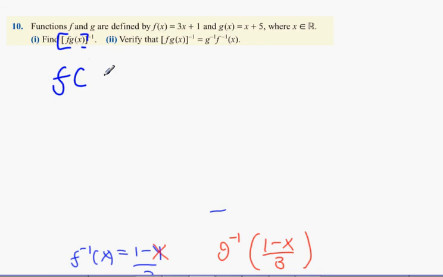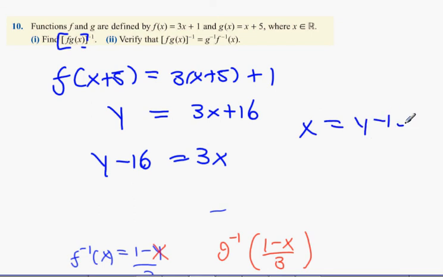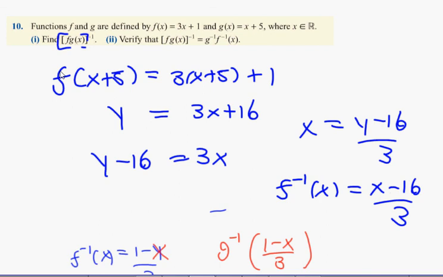So it's going to be f of x plus 5 equals 3 times (x plus 5) plus 1. That is 3x plus 16 equals y. Then I've got to find out what x is. So it's going to be y minus 16 equals 3x. X equals (y minus 16) over 3. F inverse x equals (x minus 16) over 3. That's what I'm looking to prove it's equal to.